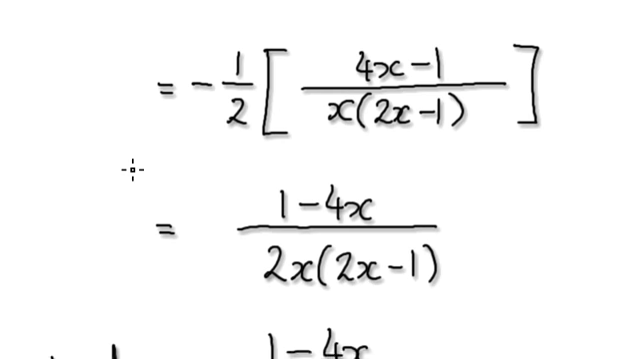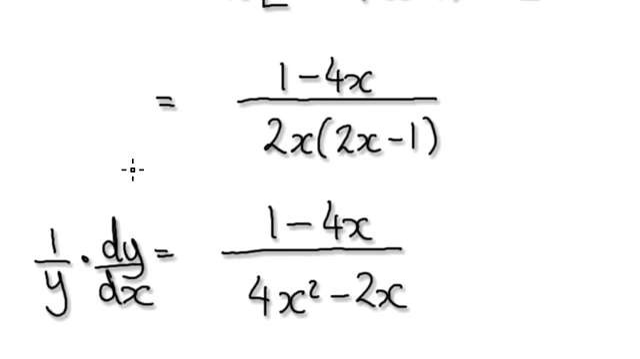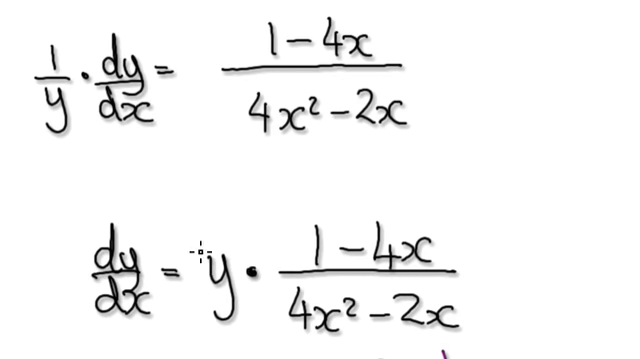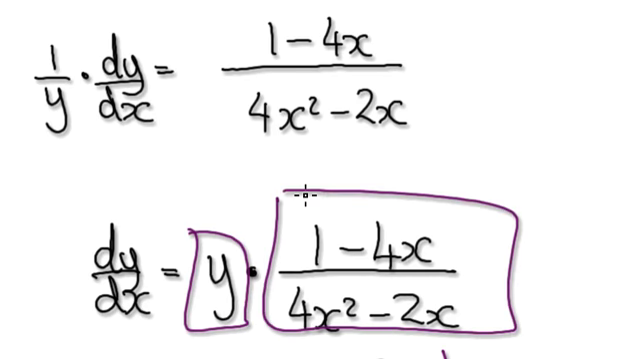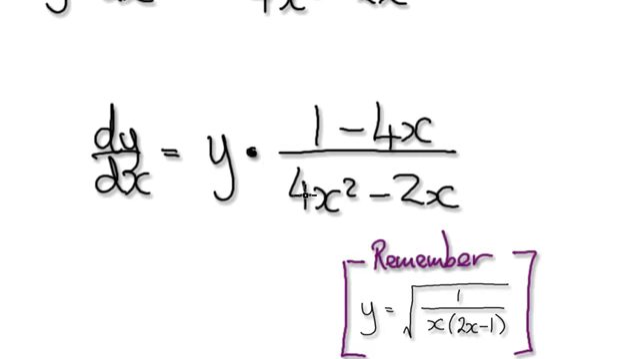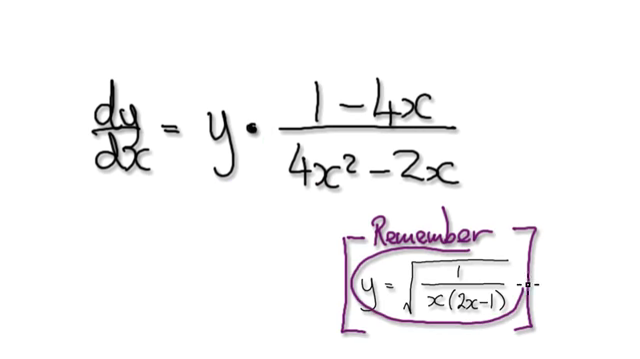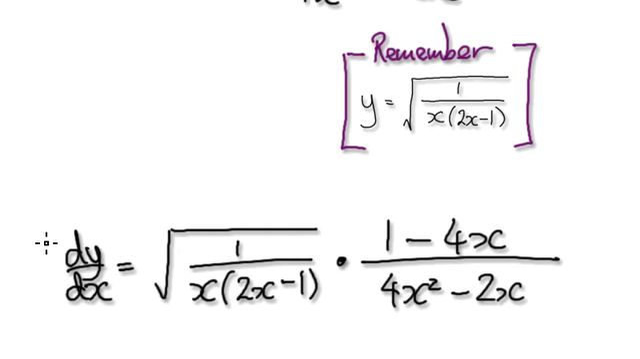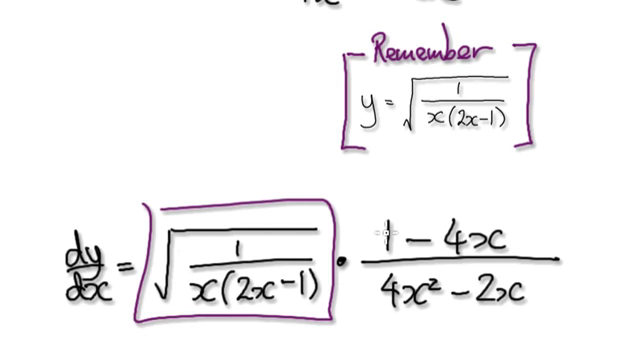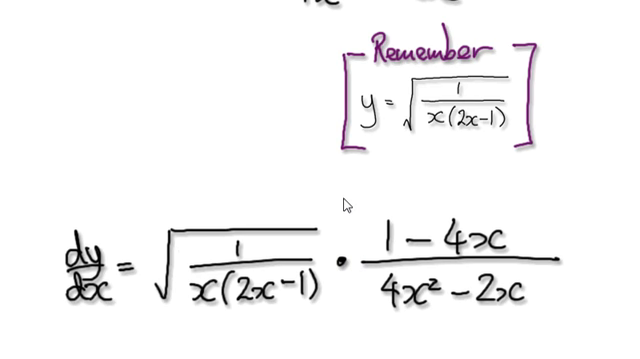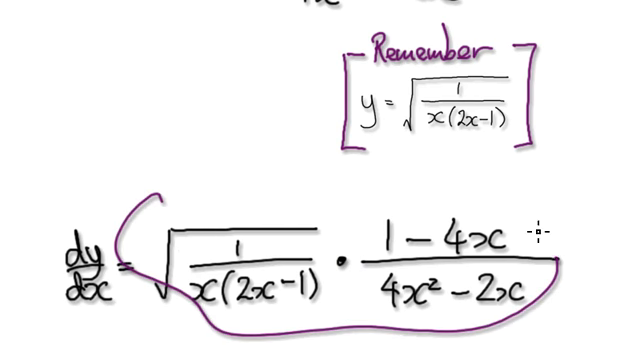So at the moment it's 1 over y times dy by dx equals this thing here. So now times both sides by y. That will then give you y times this thing here. And then remember that originally y was this. The original question was y equals this. Now you can put this whole thing into the y here. So that will then give you this. So dy by dx equals this block times this block here. You could, if you want to, simplify this.